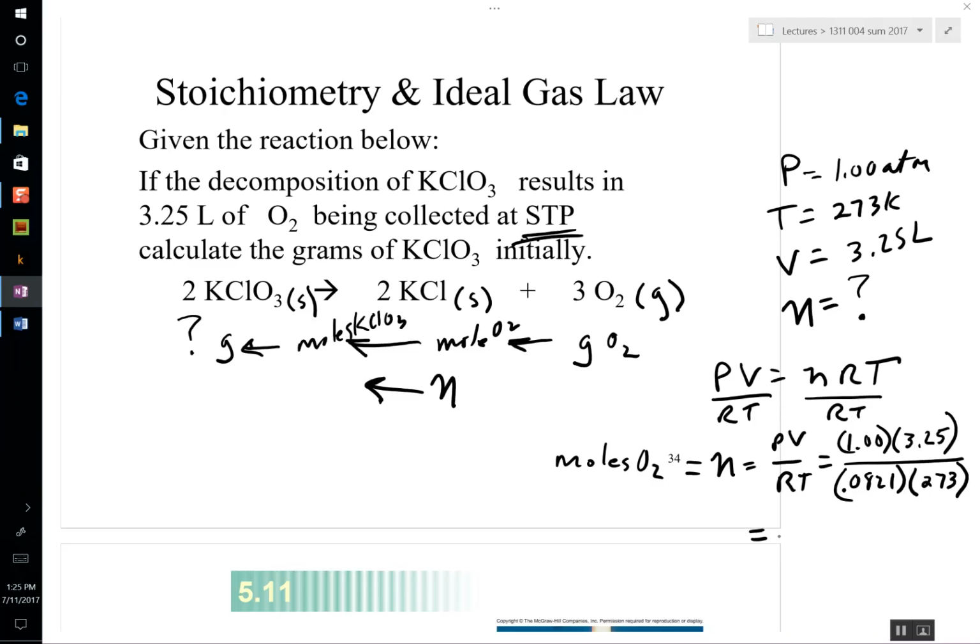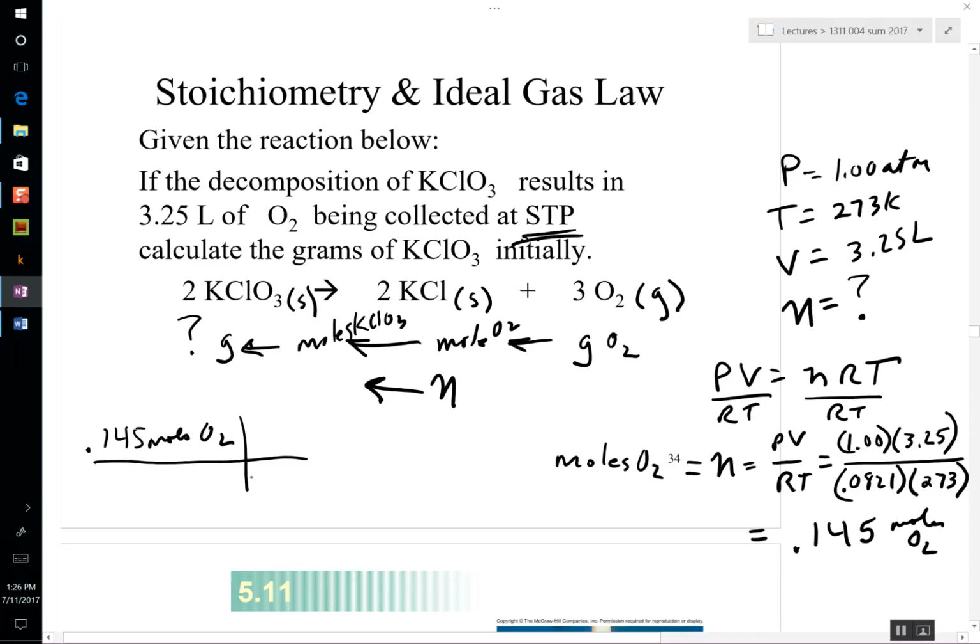How many moles of oxygen? 0.145 moles of oxygen. All right, so we don't need to go to grams. We've got moles of oxygen. So we got 0.145 moles of oxygen.